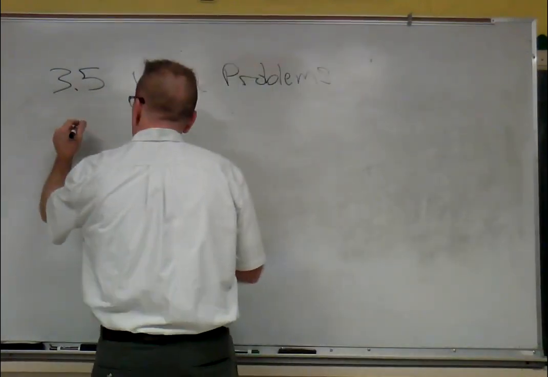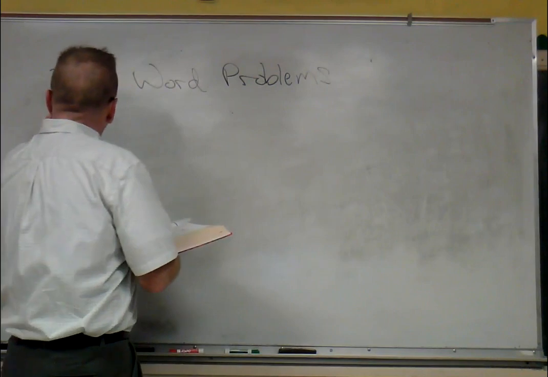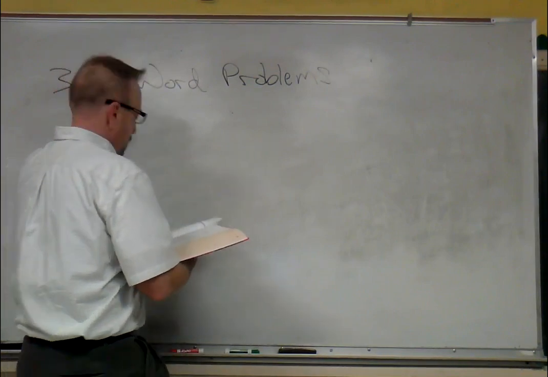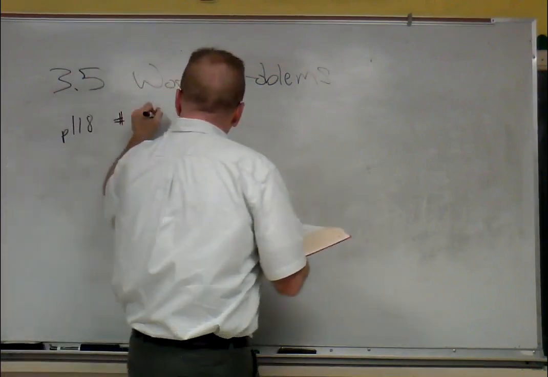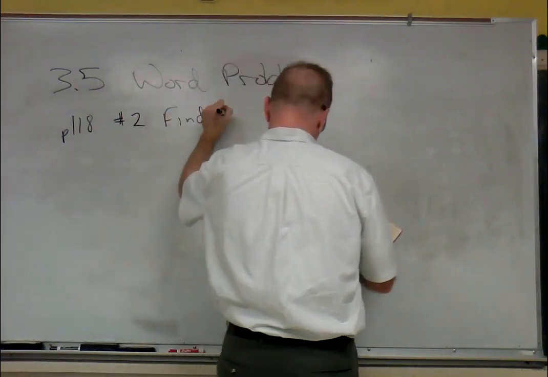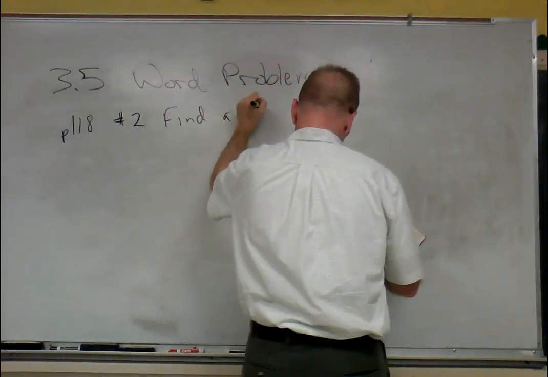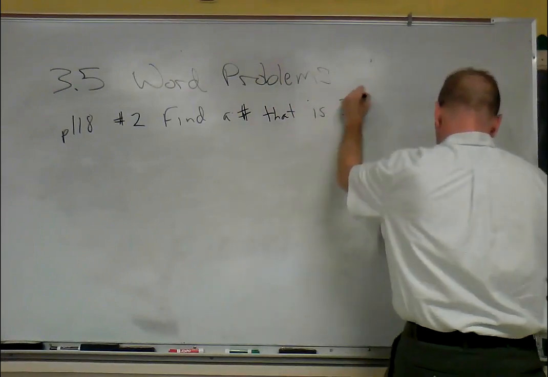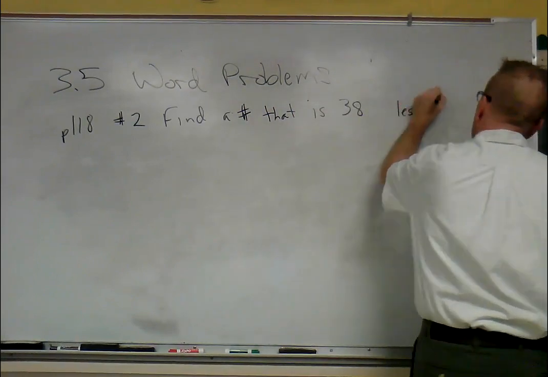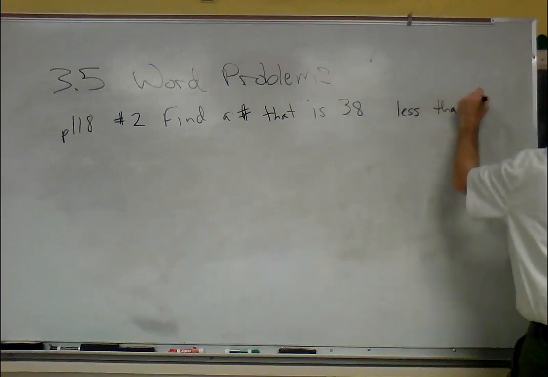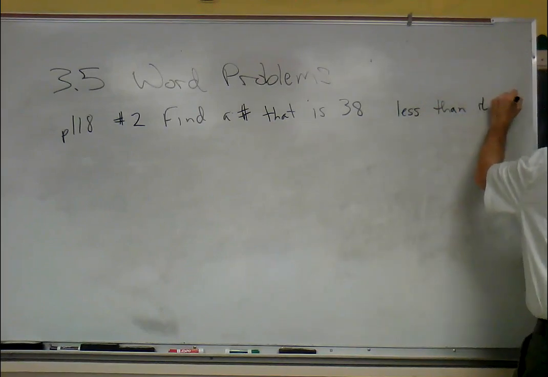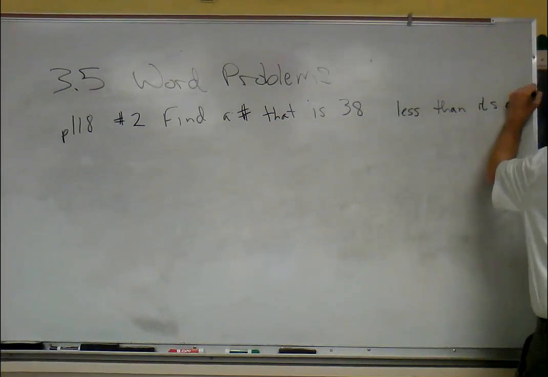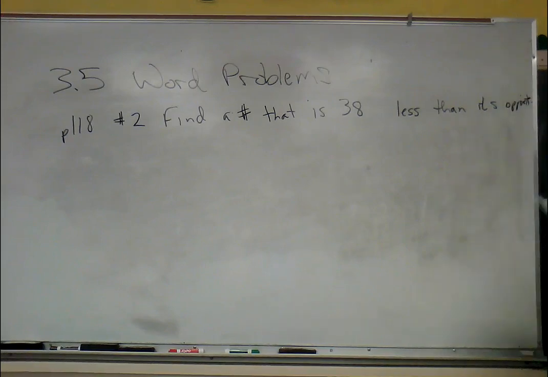So we're gonna do a couple of them from page 118, 119. So this one's number 2. I'm gonna write it out. It's not really that long. Find a number that is 38 less than its opposite.